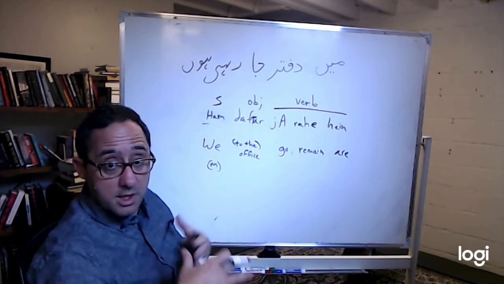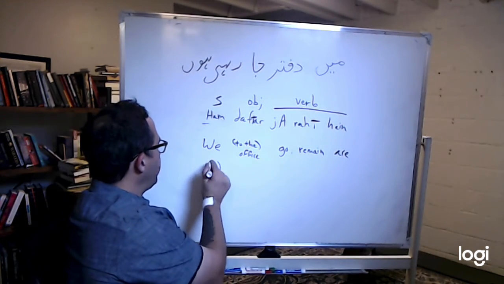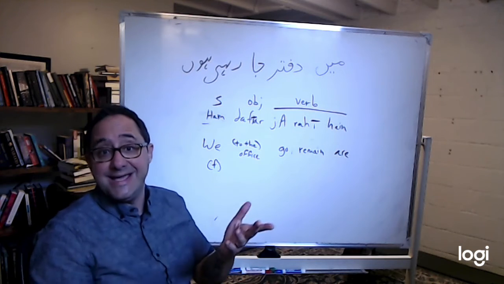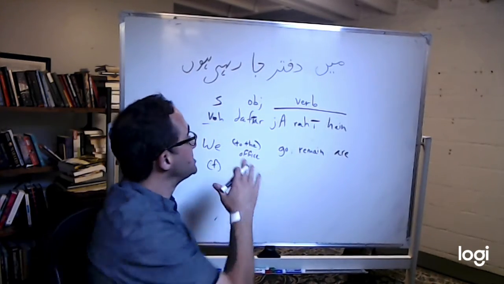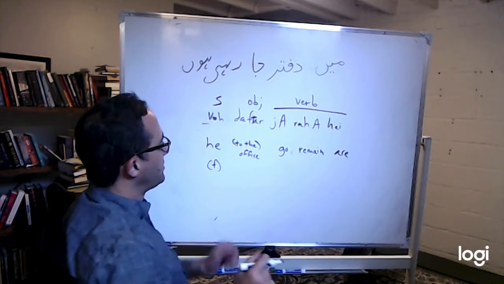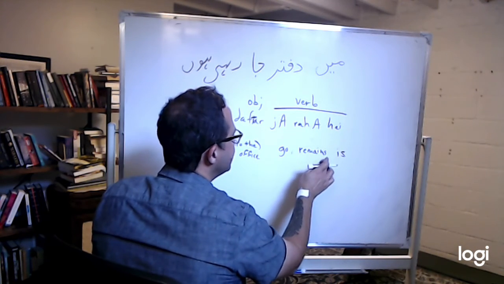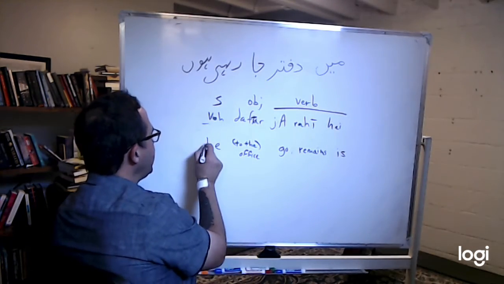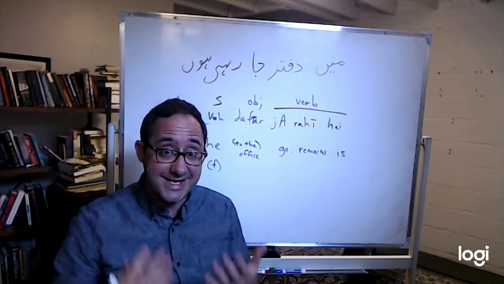Okay? What if we're all women? Ja rahi hain. We, female. Okay? And let's end with what if it's an it, or let's say he. Vo daftar ja raha hai. And it's one person. He, to the office go remain is. And we would say remains, right? Remains is. What if it's a she? Vo daftar ja rahi hai. She, to the office go remains is. All right? That's how present continuous works.